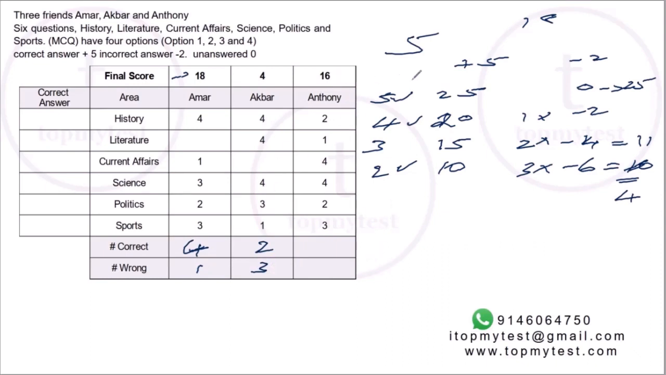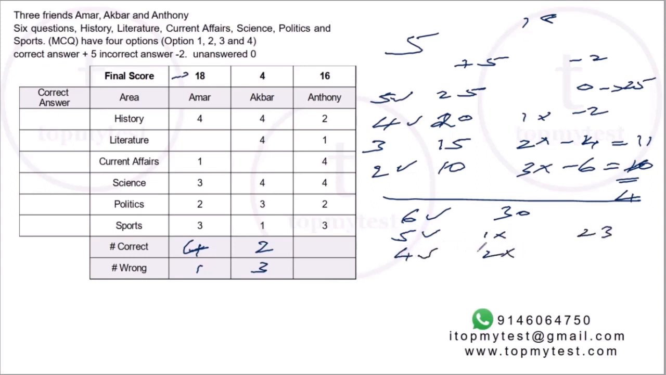Now with Anthony, he has attempted all 6 questions. If he gets all 6 right, his score will be 30. If he gets 5 right, 1 wrong, it will be 25 minus 2, 23. If he gets 4 correct, 2 wrong, it will be 20 minus 4, 16, which is what he has. So we know for each of them the number of correct answers and the number of wrong answers. Obviously you can do it much faster. I'm just explaining all possible cases.